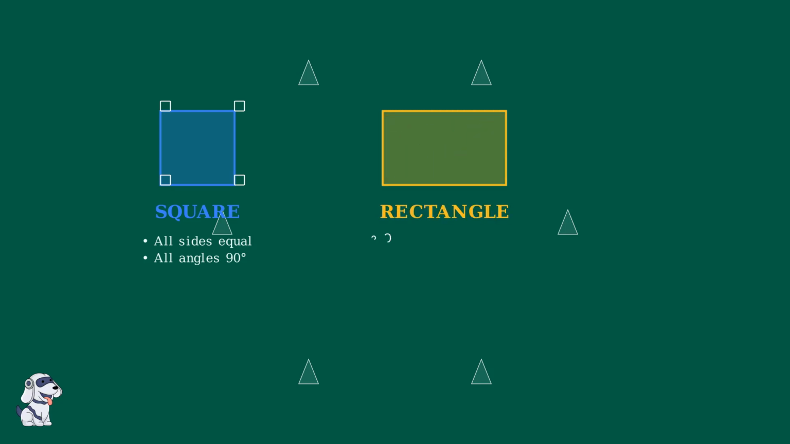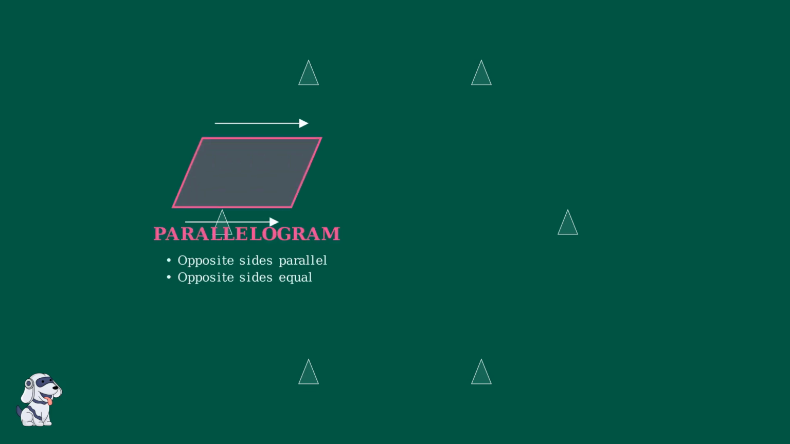A rectangle is similar to a square, but only opposite sides are equal. It still has 4 right angles, making it useful for many practical applications like doors, windows, and screens. A parallelogram has opposite sides that are parallel and equal in length. Unlike squares and rectangles, parallelograms can have angles that are not 90 degrees, giving them a slanted appearance.